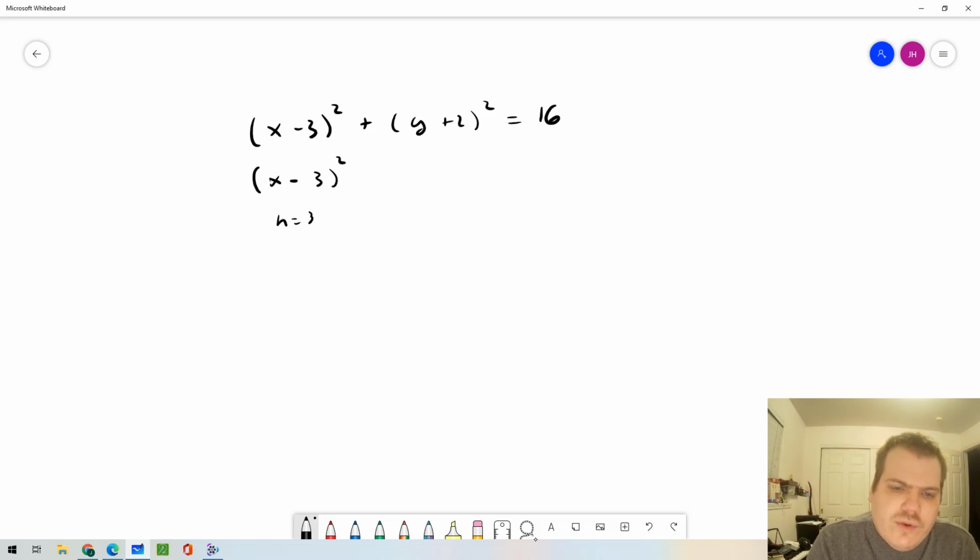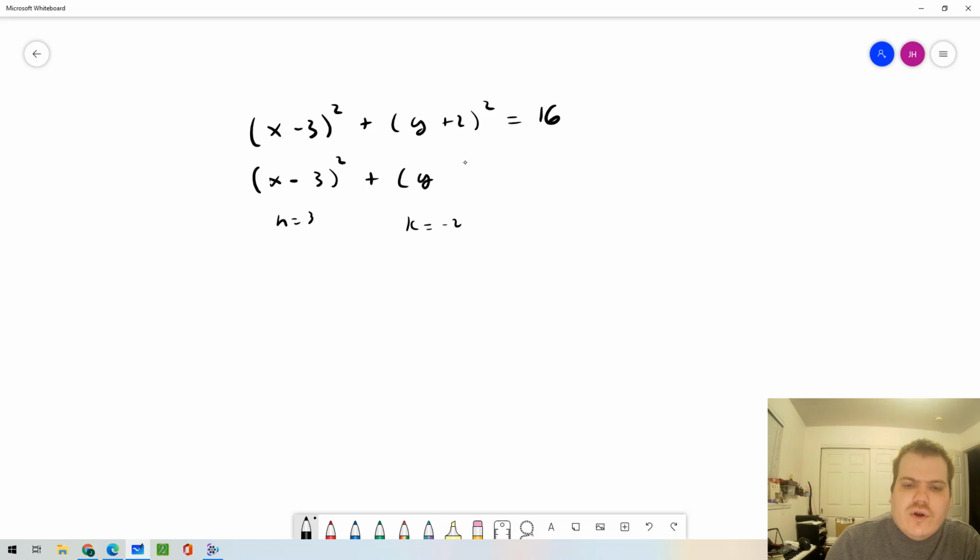Now, the way I actually like to think about it is what's going to make that 0. What's going to make that 0 is going to be 3. Now, over here, you're going to have y. The k is actually negative 2 because it's what makes this part 0. Well, the thing that's going to make that part 0 is if y was negative 2. So in this case, k is negative 2.